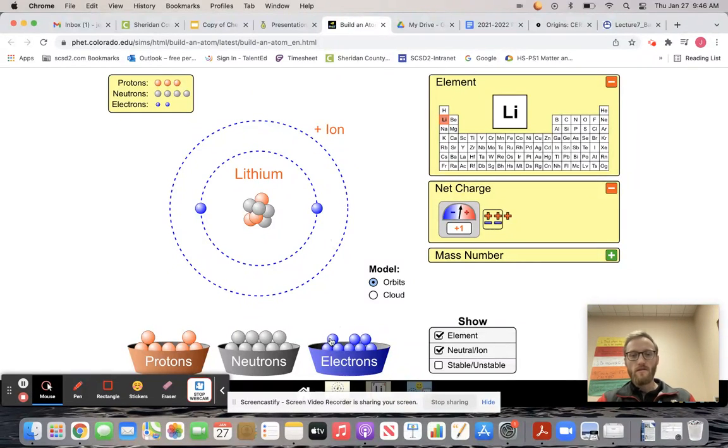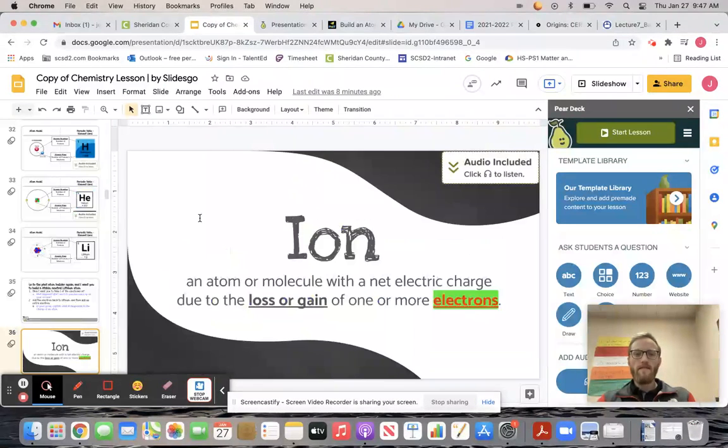And we can do it the other way too. If we add in an extra electron, now it becomes a negative ion. And all that means, guys, is we have one more negatively charged electron than we do protons. If they are balanced, it's neutral. Gain or lose one, we become positive or negative. So let's make sure that we add that into our notes.